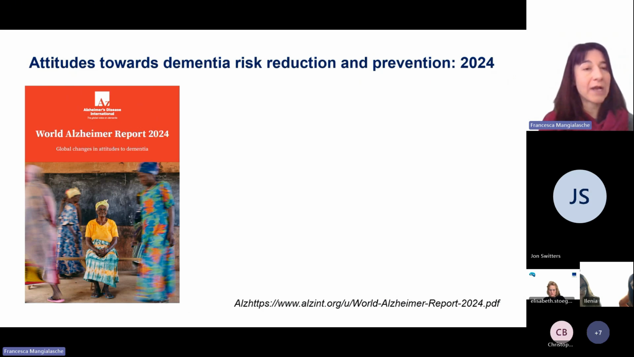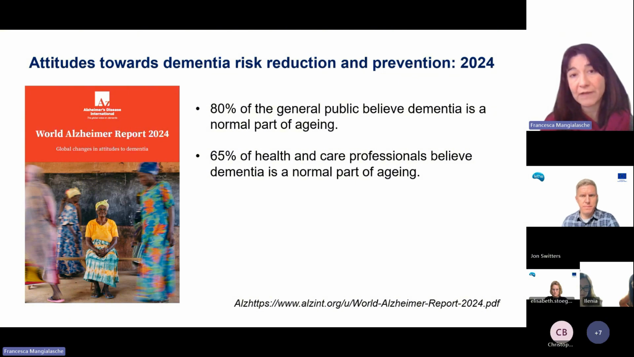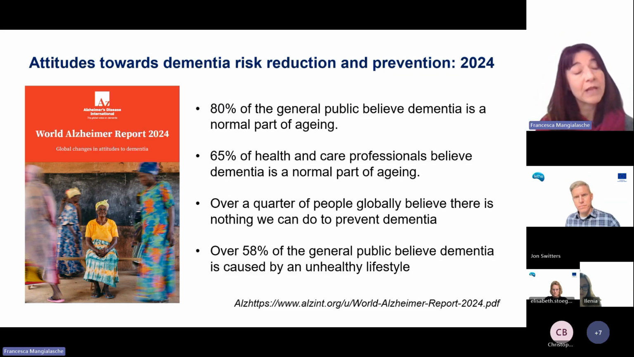We are operating in a context, globally speaking, where the attitudes towards dementia risk reduction and prevention are still suboptimal, and we need to keep that in mind to address them. Alzheimer's Disease International completed this year a report asking people in most countries a few questions. The main results were that 80% of the citizens that responded think that dementia is a normal part of aging. And unfortunately, also the majority of the health professionals interviewed think along the same line. Over a quarter of people interviewed thought that there is nothing we can do to prevent dementia, although 58% think that dementia is caused by lifestyle.